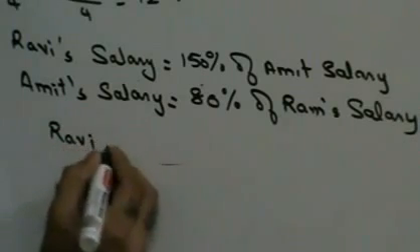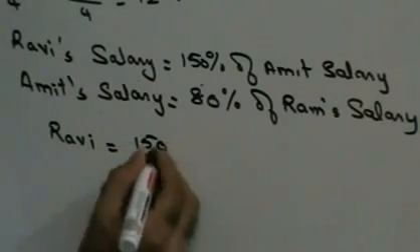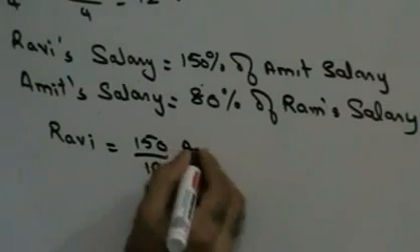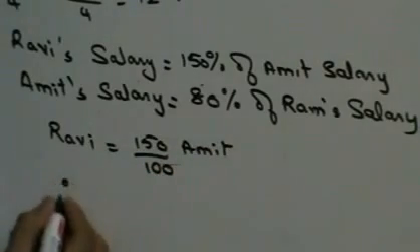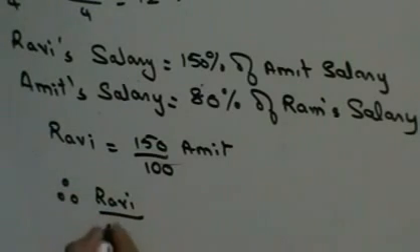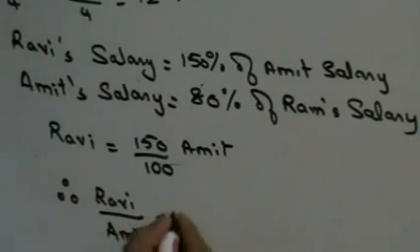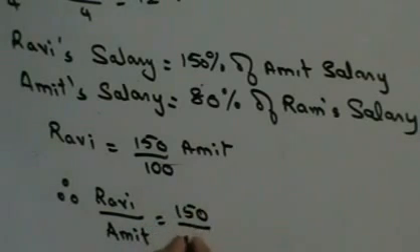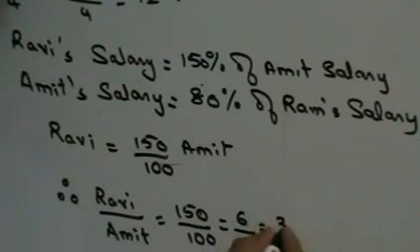Now, Ravi's salary is 150% of Amit's salary. Therefore, I can say that Ravi upon Amit is 150 upon 100, 25 6s are, 25 4s are, 3s are, 2s are. Therefore, their salary is in the ratio of 3:2.